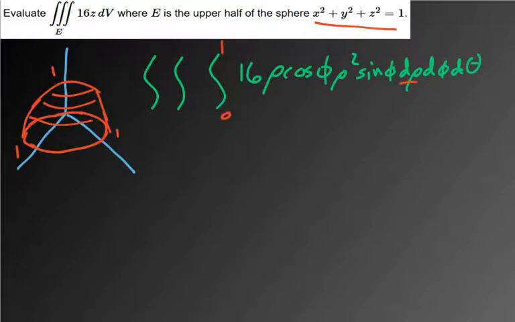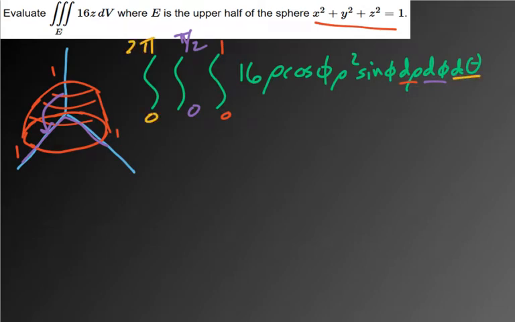And then phi is that angle that's coming down from the z-axis, right? So we need to come down until we get to the xy plane down here. And so that would be half of that pi angle, right? So we're going to go 0 to pi over 2 for that one. And then theta, normal polar angle, you're just going to rotate around the full 2 pi.